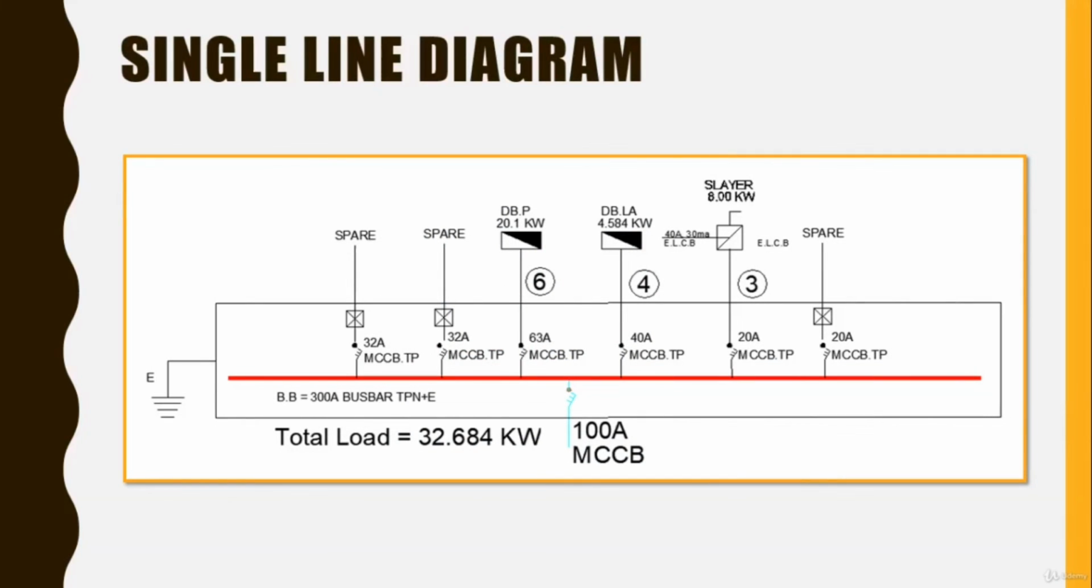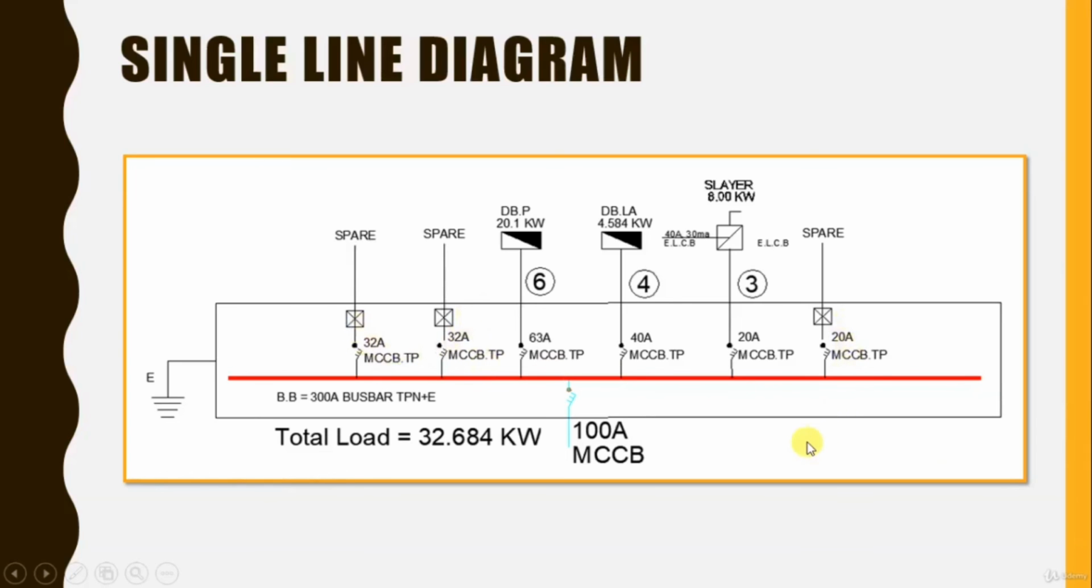This is a single line diagram for a real project. This is the incomer MCCB, or the main MCCB, and its value is 100 ampere. The red thick line is the bus bar. Look carefully at its value. It's more than the incomer MCCB. There are 6 MCCBs, which means this MSB consists of 6 ways. Meanwhile, there are 3 spares for future use.